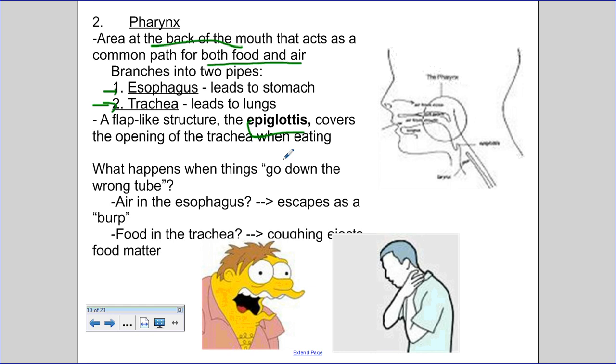So what happens when things go down the wrong tube? If you get air in the esophagus, this escapes as a burp. And then what happens if food goes into the trachea? This results in coughing that will emit that food matter, or choking as a result.